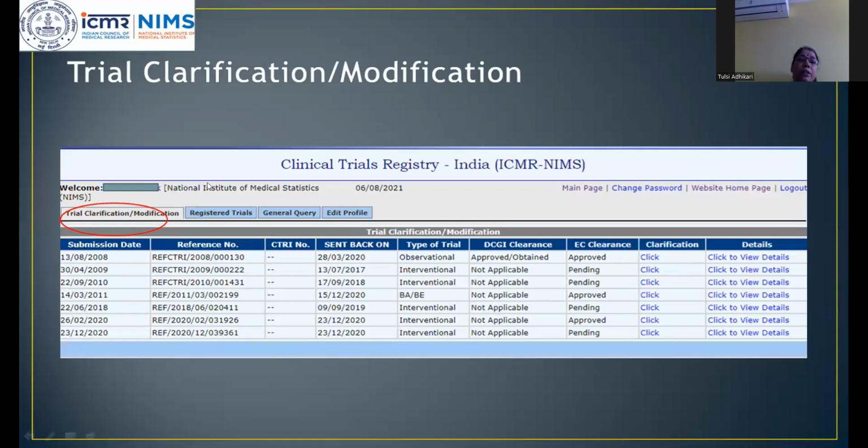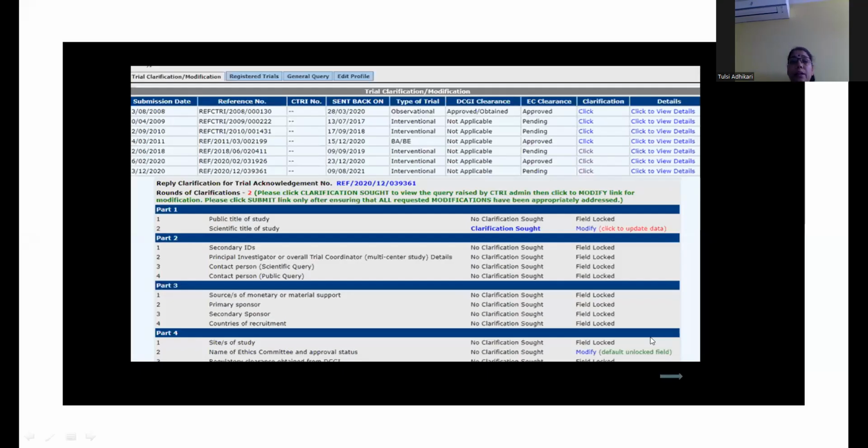For modification in your portal, you have to click here, trial clarification modification. Once you click here, you can access the clarification from here against this trial. Click, and then this will be highlighted. Wherever CTRI has indicated any clarification sought, you just click here on modify. It means that in the scientific title of the study, there is some clarification sought by CTRI. So you have to click here for updating, modify.